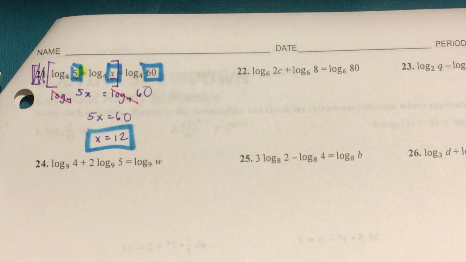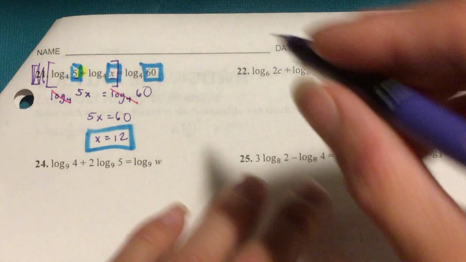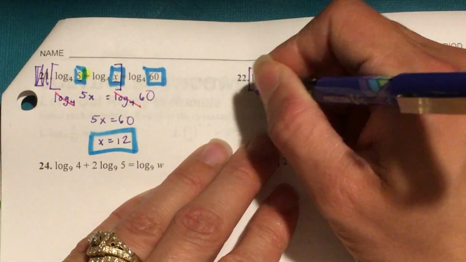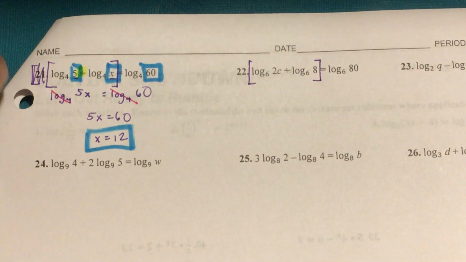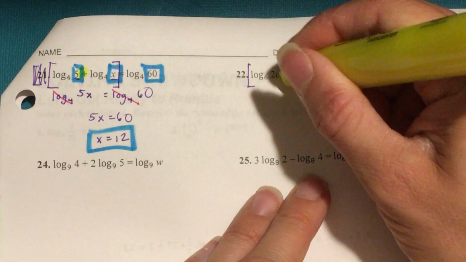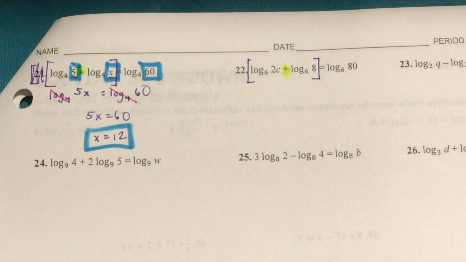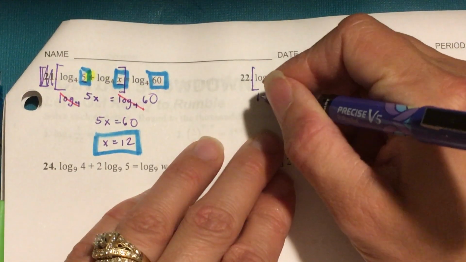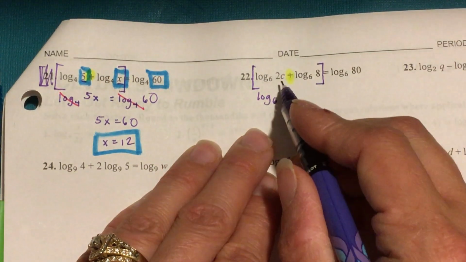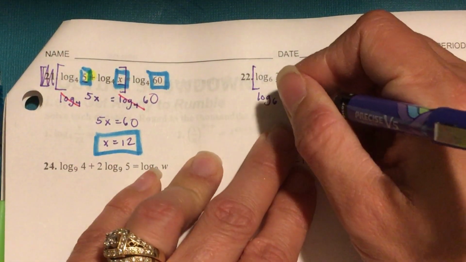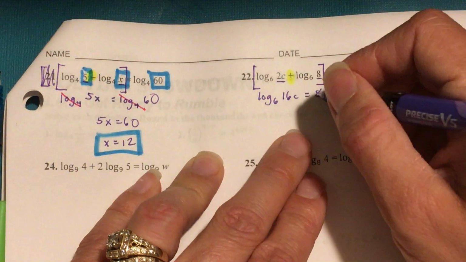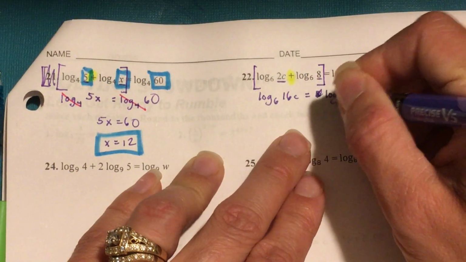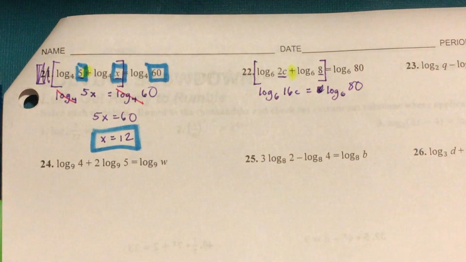So looking at number 22, here we also have 3 logs. So we're going to take the 2 that are on the same side and condense them. They are separated by addition, so we are going to condense again by multiplying. So log base 6 of 2c, and the 8 gives me 16c, equals log base 6 of 80.